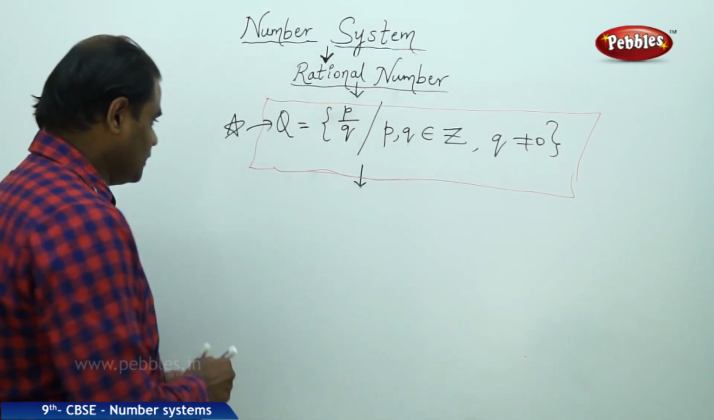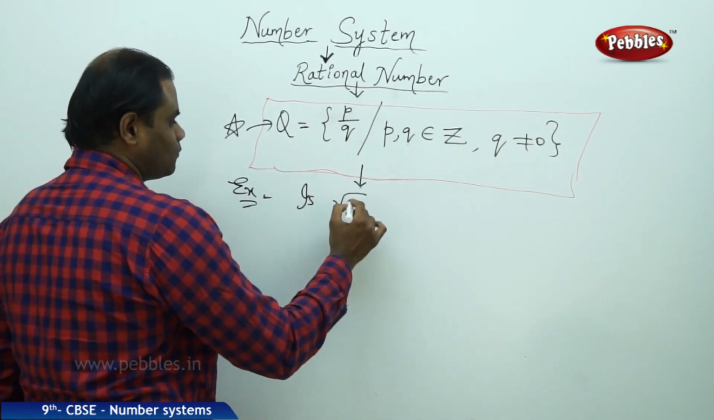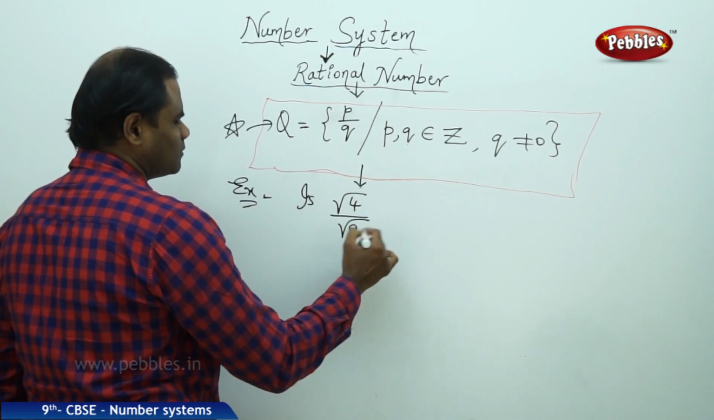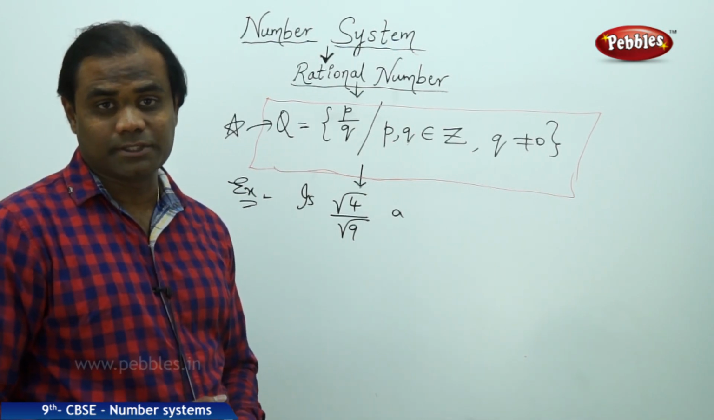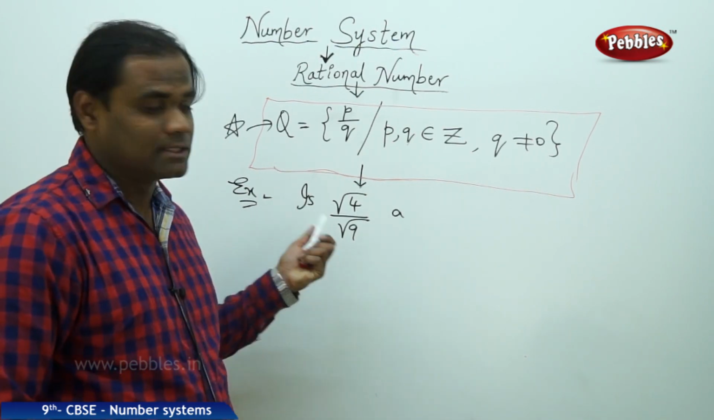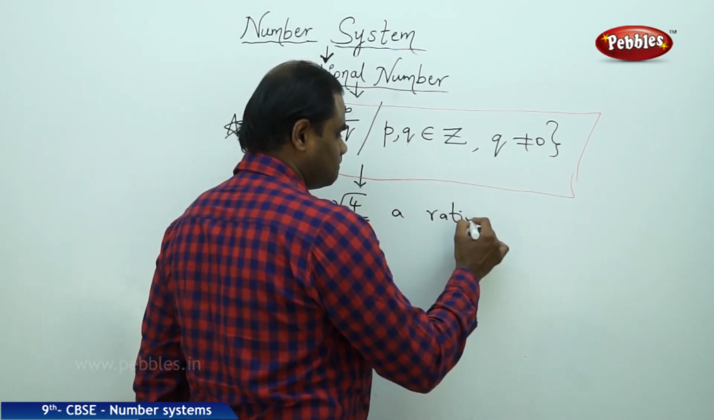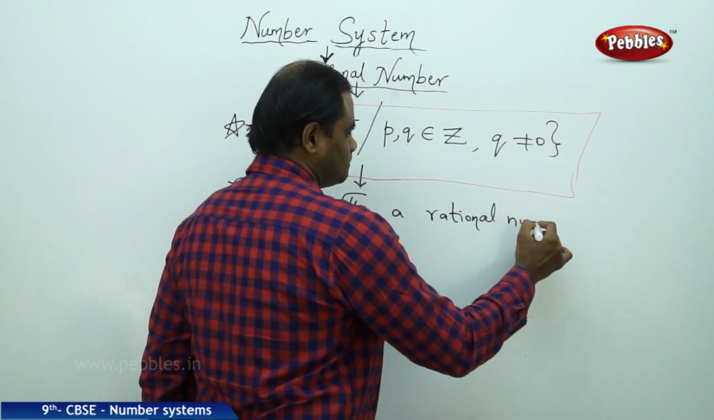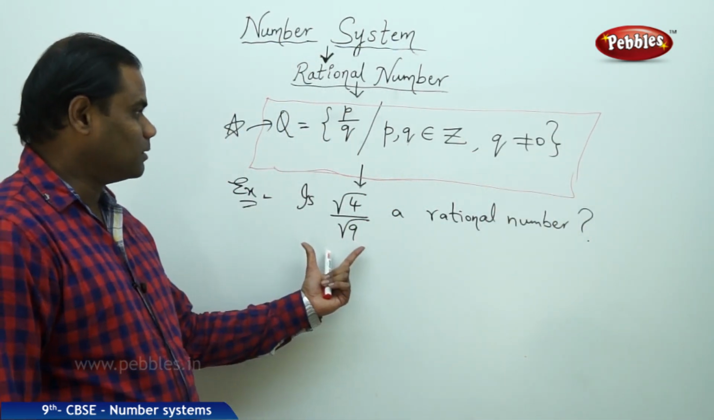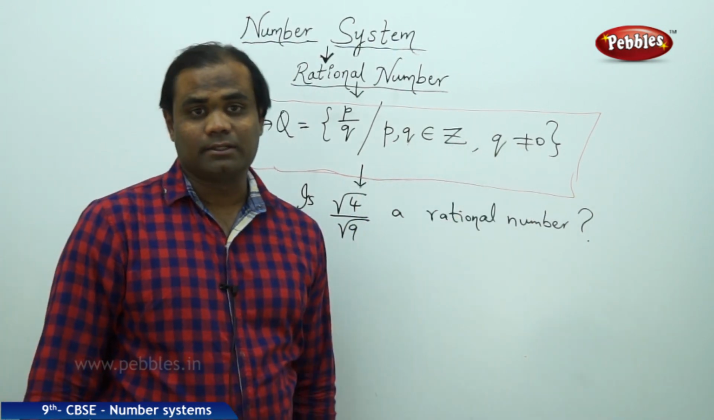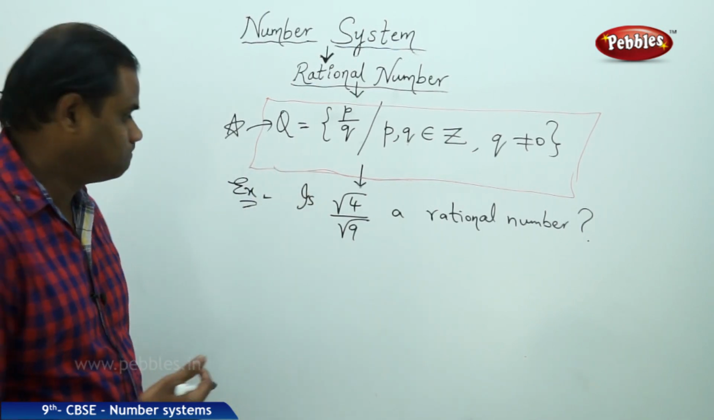For example, I have a number root 4 over root 9, which I have to decide is a rational number or not a rational number. So my question here is, is root 4 over root 9 a rational number? Let's justify this given problem through test number 1 and test number 2 before we decide on the number being a rational number.